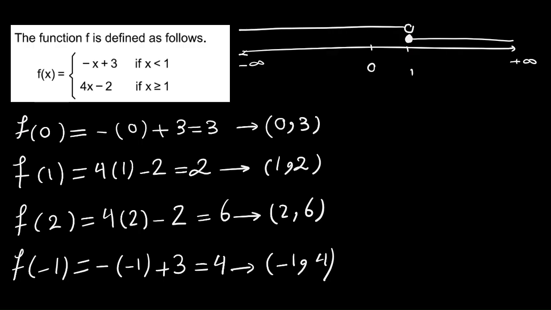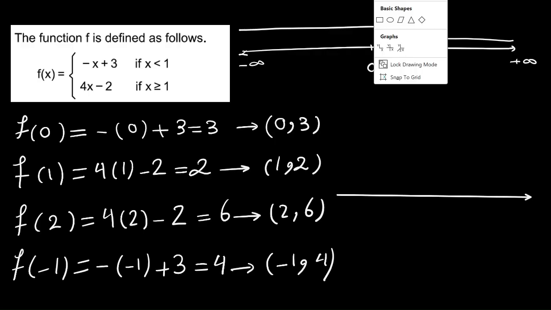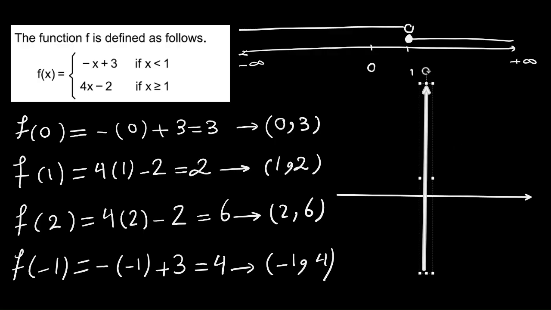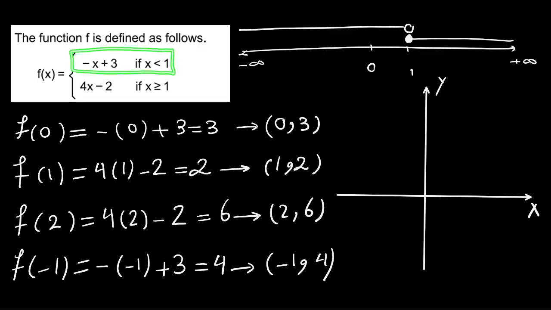Now let's sketch the graph of the function. To sketch the graph, I need the x and y axes. Okay, this is the x-axis and this is the y-axis. Here we have a piecewise function. It means the function has two statements here. For all x less than 1, f of x is negative x plus 3.